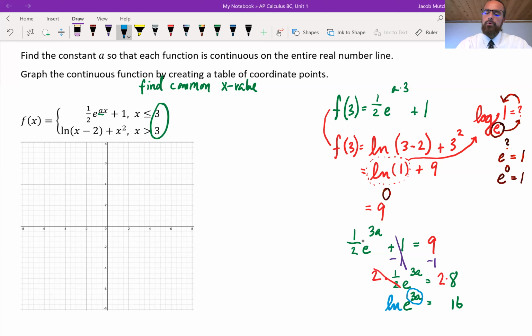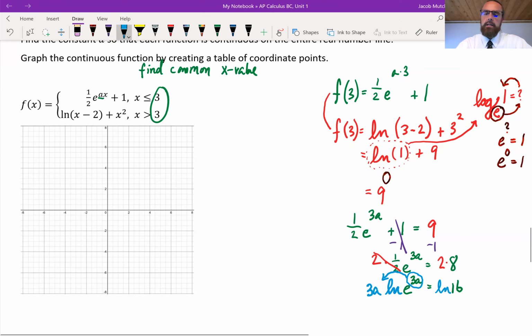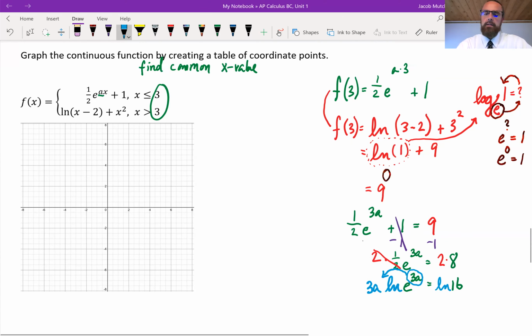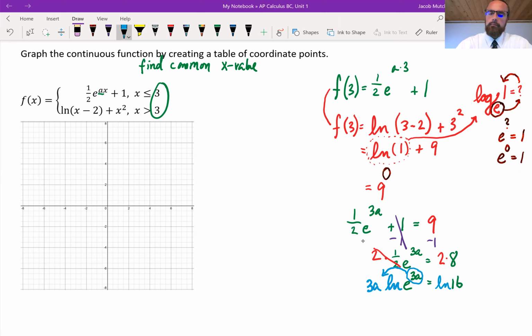By logarithm rules, you take the logarithm of a base to a power, and the power automatically moves to become a coefficient. So my next line, let me also apply natural log to the 16. So my next line is going to be 3a times natural log of e equals the natural log of 16. And we're on track at this point, because that a is down on the main level. So we just have a few steps left.